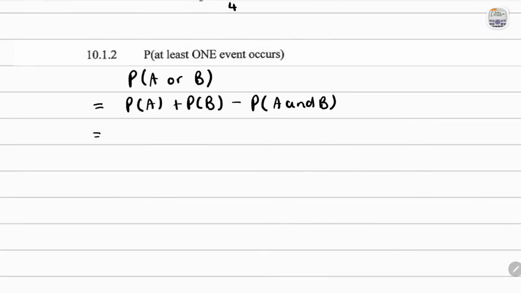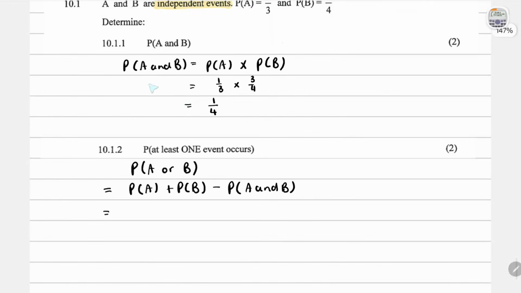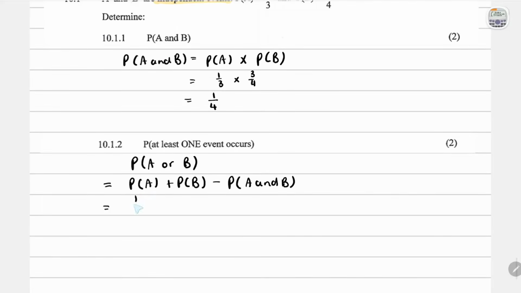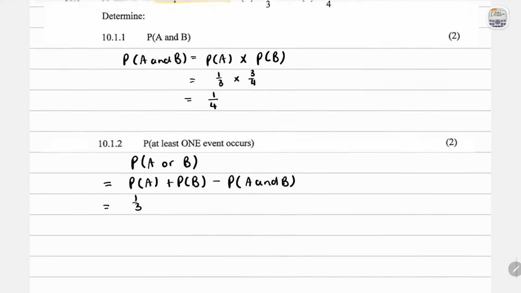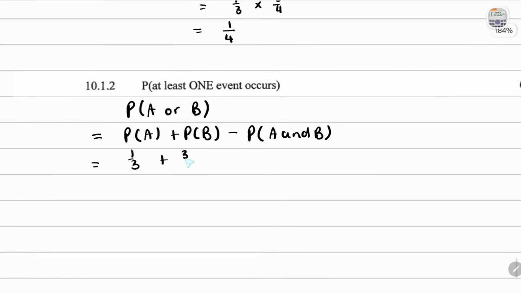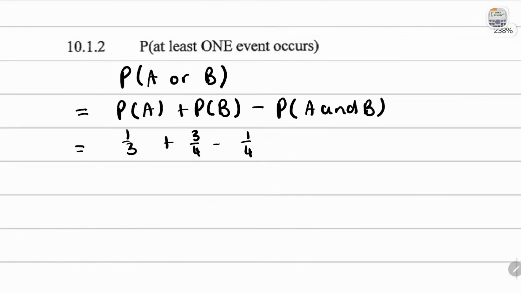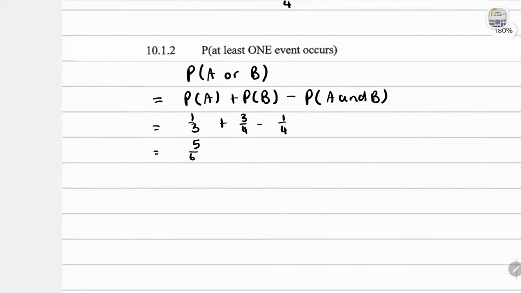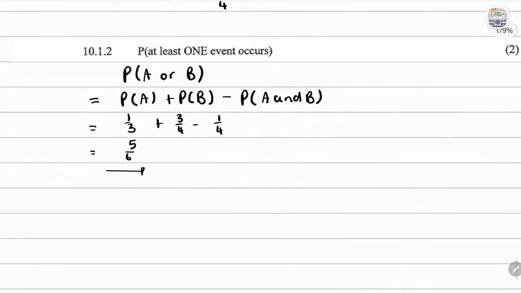So this is equal to, and we have these calculations, we have A and B over here. A is 1 over 3 and B is 3 over 4. So plus 3 over 4 and then minus 1 over 4. And that would be our answer. Just to save time, we put that on the calculator and that is 5 over 6. And that is the probability that at least one event occurs.